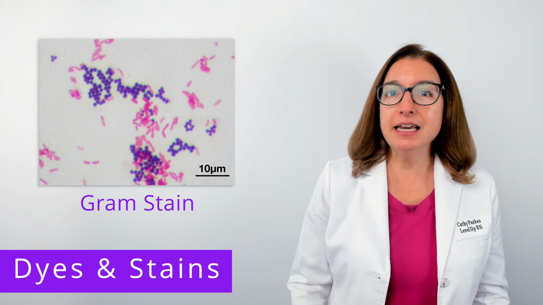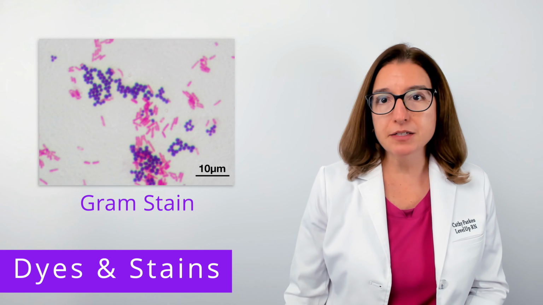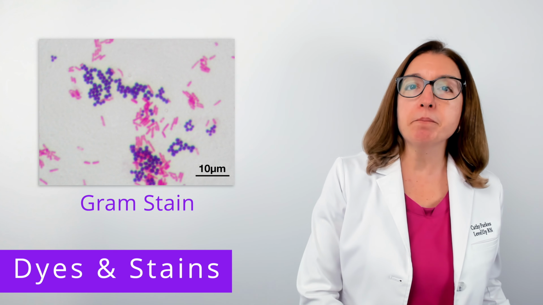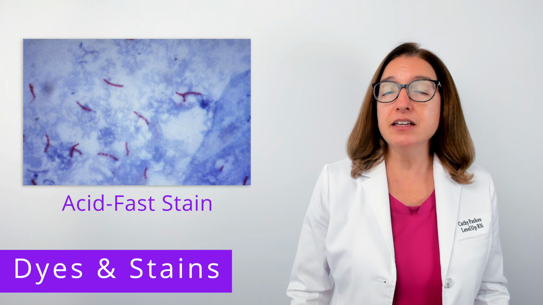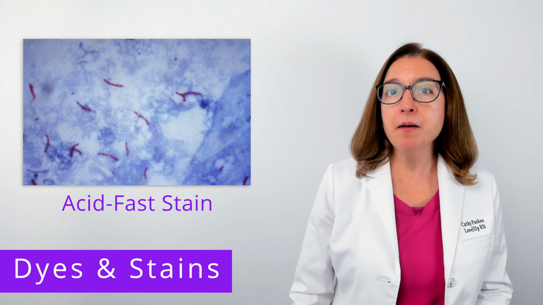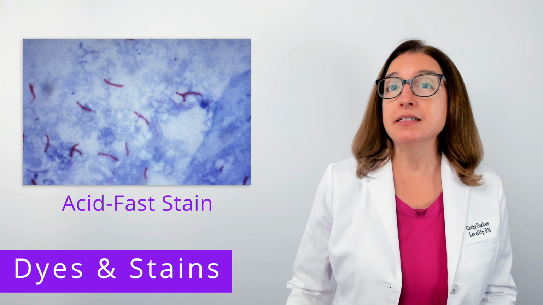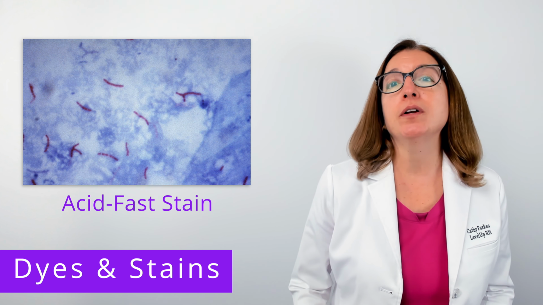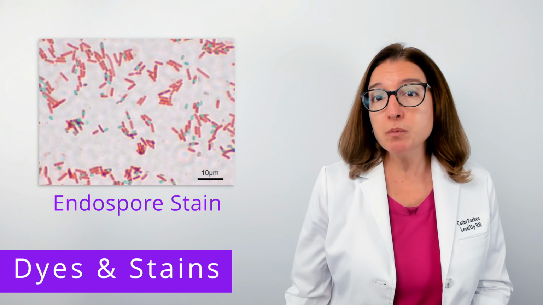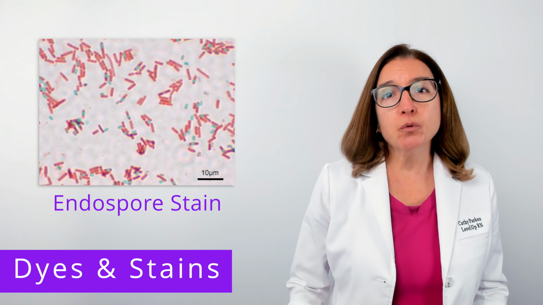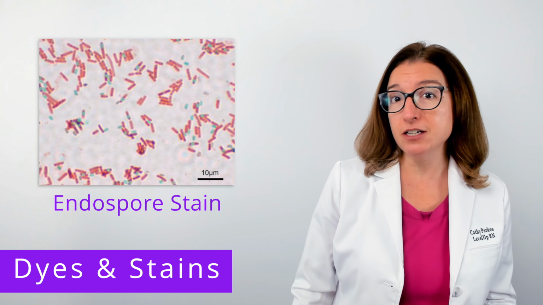So a Gram stain is used to differentiate bacteria based on their cell wall type. So it will differentiate between gram-positive and gram-negative bacteria. An acid-fast stain is used to differentiate bacteria that have mycolic acid in their cell wall, such as Mycobacterium tuberculosis, which is shown here. An endospore stain is used to visualize endospores, which are structures within bacterial cells that allow for survival in harsh conditions.